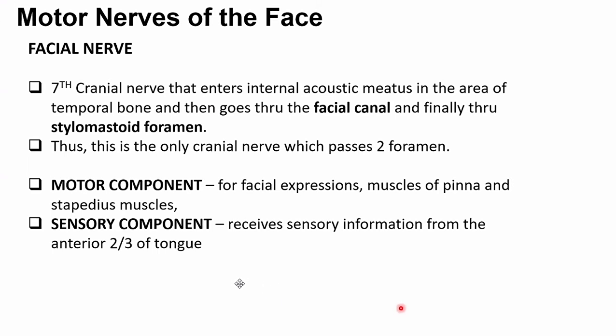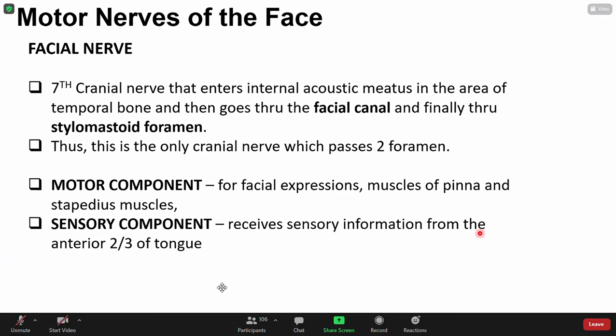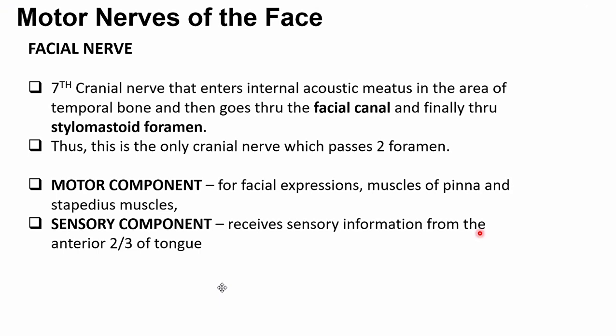Sige, bibilisan natin. So now we go to motor nerves of the face, facial nerve. That's one important nerve for the face. It's the 7th cranial nerve. It enters the internal acoustic meatus in the area of the temporal bone, sa loob ito, the base of the bone. And then goes through the facial canal, and finally through the stylomastoid foramen. My goodness, this is the only cranial nerve which passes through a foramen.